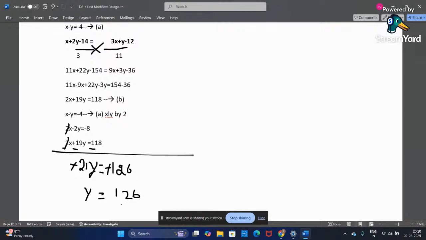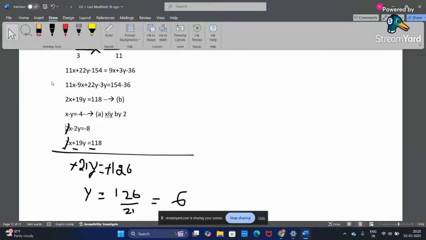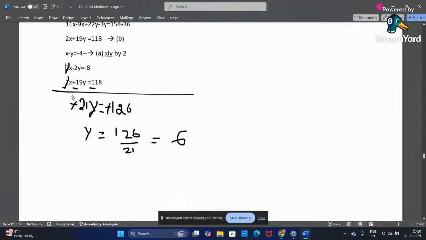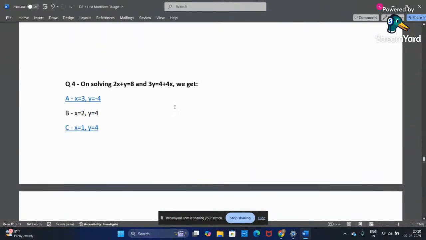So y equals, minus minus will get cancelled, 126 divided by 21. So we get 6. The y value will be 6. 6 is the answer. Same way, solve the answer for this equation.